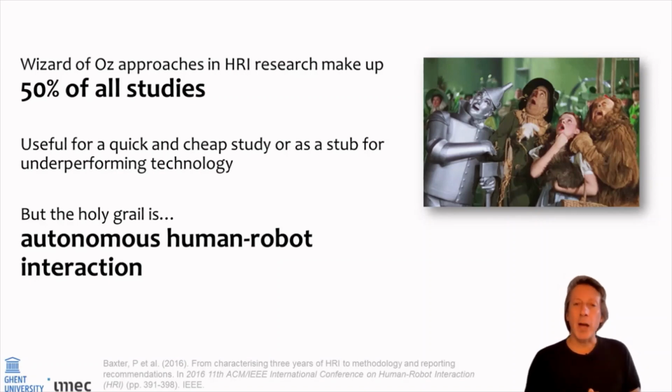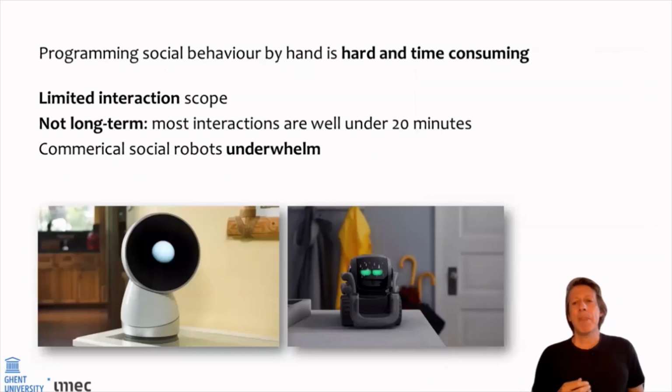But I think that the Holy Grail for us is to build autonomous HRI, and certainly I know it is for me. I want these robots to be autonomous. But what we do know as well is that programming autonomous HRI, and certainly open-ended HRI, is incredibly difficult. So it's not only difficult, it's also very time-consuming. And these robots have limited scope.